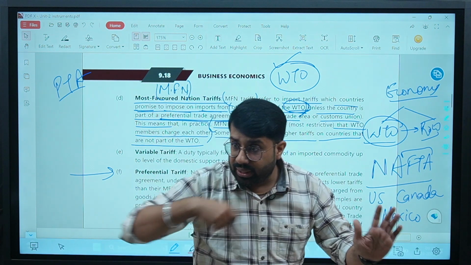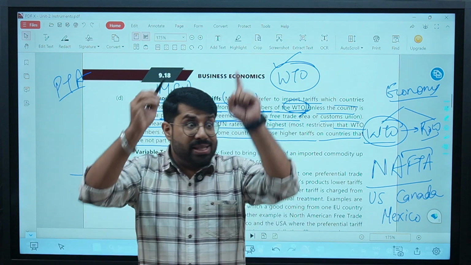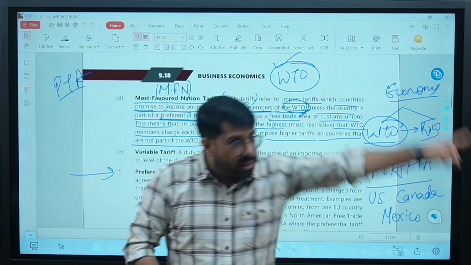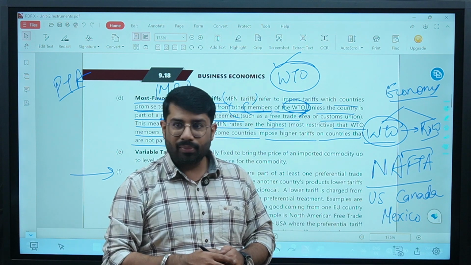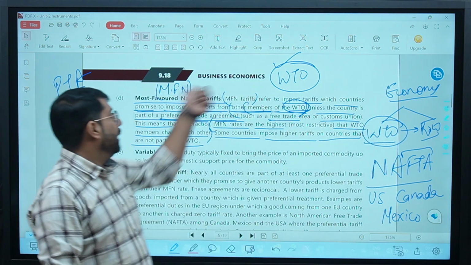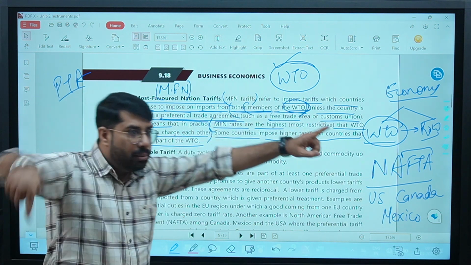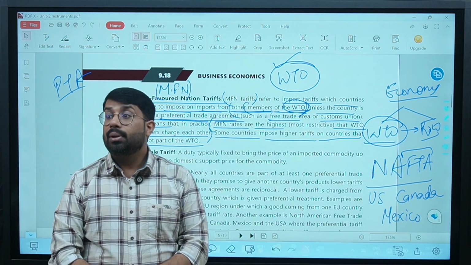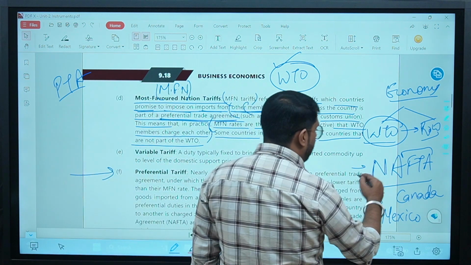When we trade within each other, there is less tariff or no tariff. But when we sell the same goods to another country, we will charge a higher tariff. Why? Because that will be the most favored nation tariff, the MFN tariff. And I told you, the MFN tariff will always be higher than the preferential trade area. Yes or no? Right?